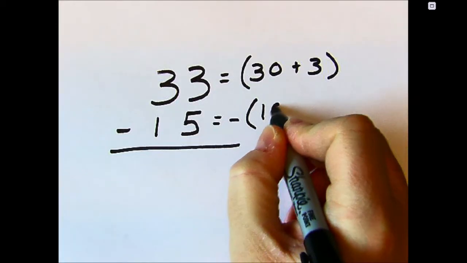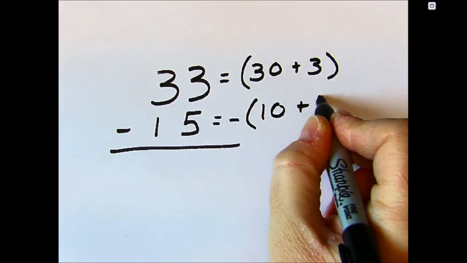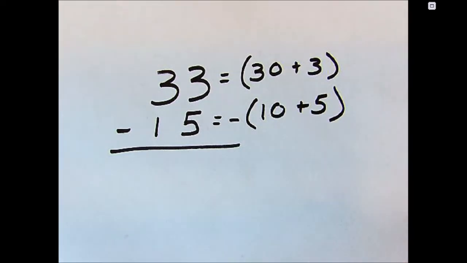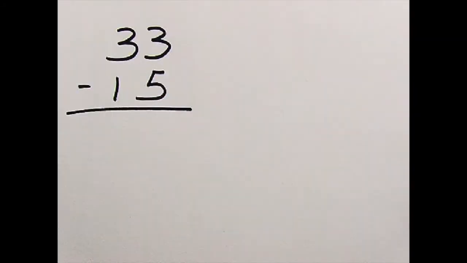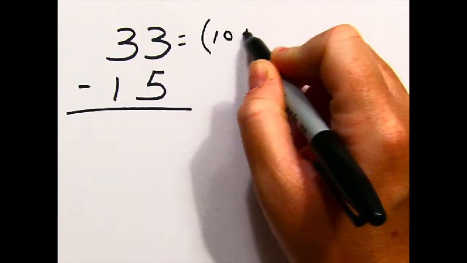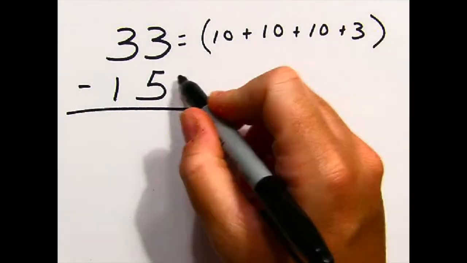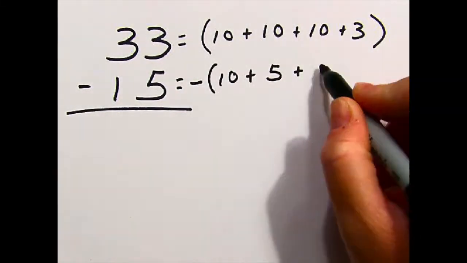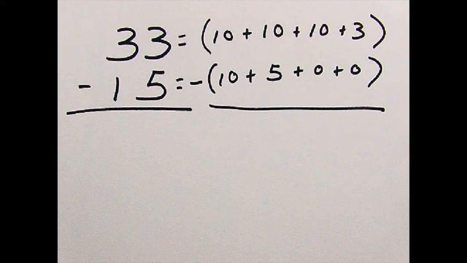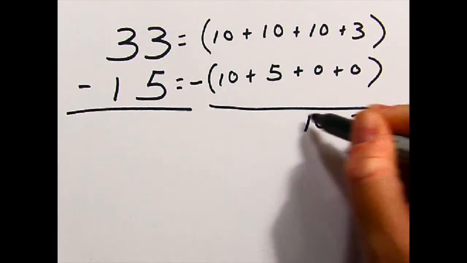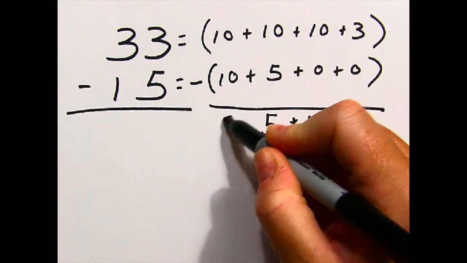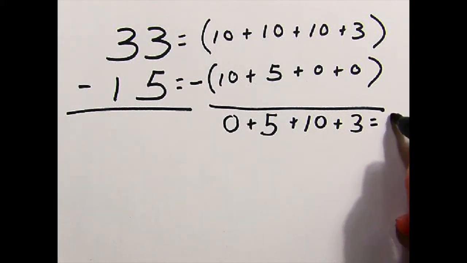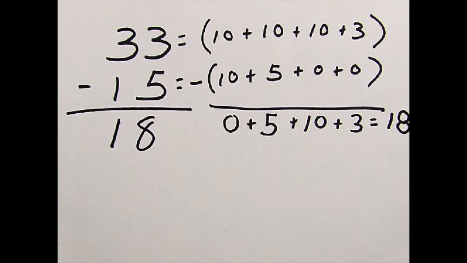I decided to start by breaking these numbers up into the expanded form, and then realized that I wasn't going to like 3 subtracting 5. So instead I put 33 as 10 plus 10 plus 10 plus 3, and 15 as 10 plus 5 plus 0 plus 0. Subtracting 3 and 0 you get 3, 10 minus 0 is 10, 10 minus 5 is 5, and 10 minus 10 is 0 for a total of 18 as my difference.